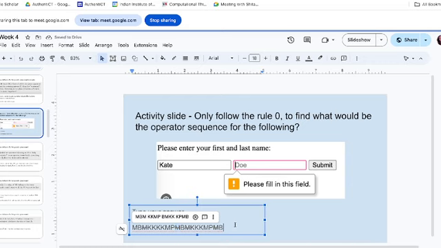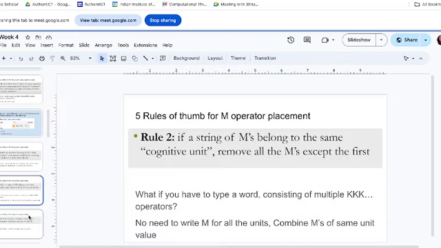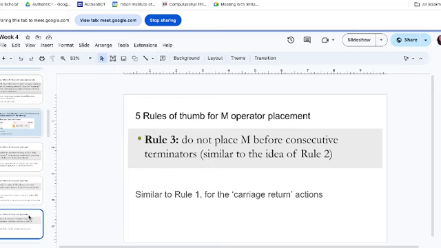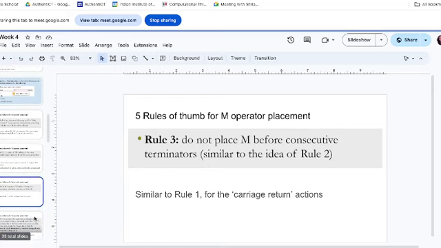So now applying the third rule for the carriage return action. Carriage return action means the ending of the entire text addition or command addition. At the end, if the delimiters are similar, then you don't need to add M before consecutive terminators.